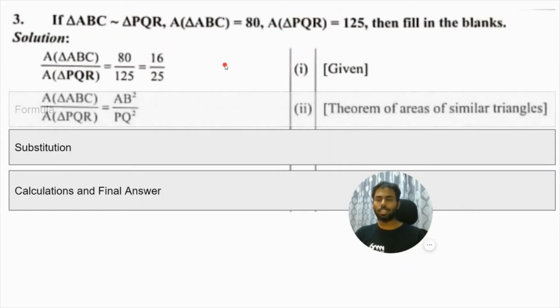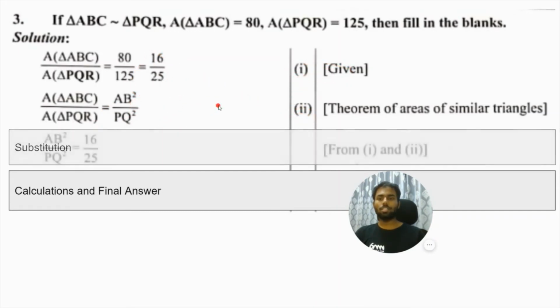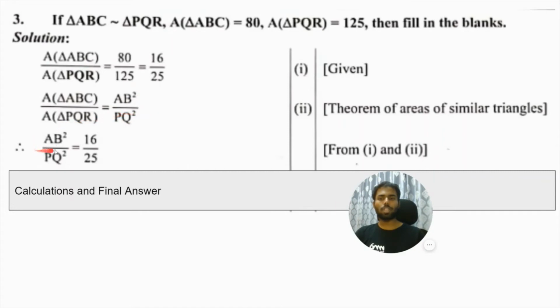Okay, next you apply the formula using the theorem of areas of similar triangles, and you write this as 2. Now if you observe, here on the LHS there is area of triangle ABC upon area of triangle PQR, and here also on the LHS there is area of triangle ABC upon area of triangle PQR. So when both LHS are the same, I can also write that both of their RHS are equal. So from 1 and 2 I can write both of their RHS are equal. Okay, so from here I wrote AB square upon PQ square, and from here I wrote 16 upon 25, because both LHS were the same, right?